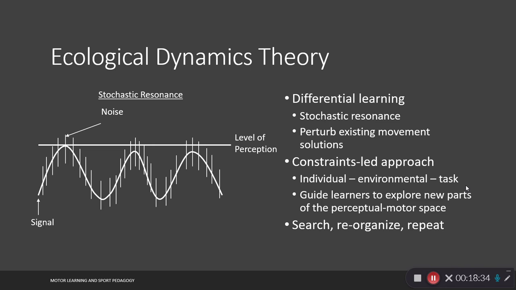A constraints-led approach is a little bit more something that you might be familiar with. This essentially proposes that our movements are constrained by three different things. By our own individual constraints, whether you're big, small, strong, weak, fast, your own joint segments, etc. Environmental, which can be things like weather, sociocultural, playing surface, and task, things like the equipment you're playing with, the rules of the game. And the point of the constraints-led approach is that rather than giving prescriptive instruction on what to do, we guide learners to explore new parts of the perceptual motor space through the addition of constraints. So essentially we search, we reorganize, and we repeat this pattern.